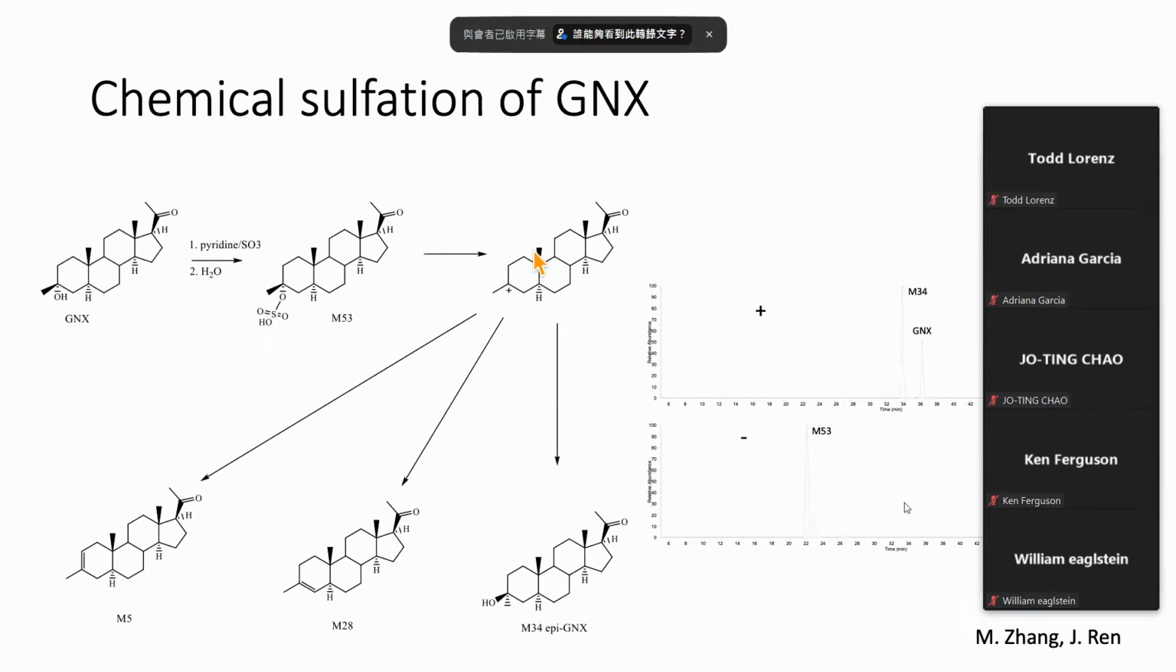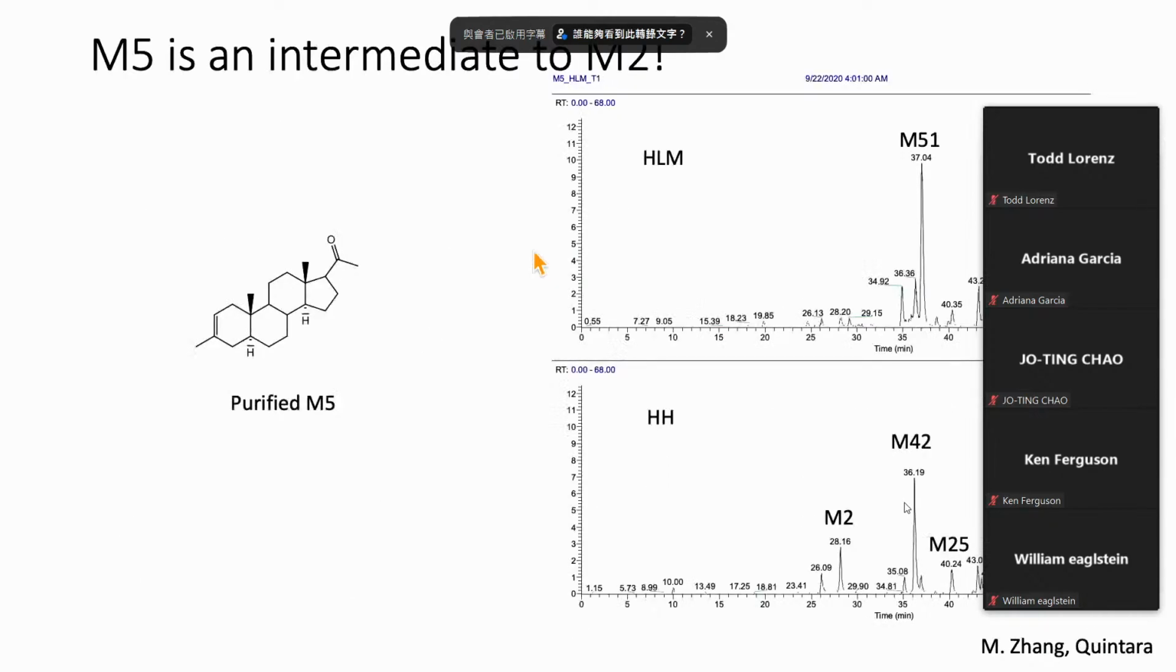So that chemistry was clearly what was going on in our drug that doesn't happen in allopregnanolone. So we were able to synthesize M5. Mingbao got us a nice pure sample of it. We did human liver microsome and human hepatocyte incubations, and voila, there's our M2. So we now know that first you have to have this dehydration reaction take place, and then microsomes can convert the drug into the metabolite that we see circulating in humans.